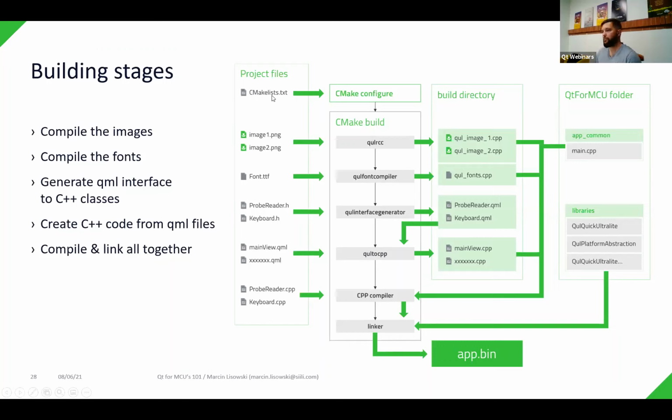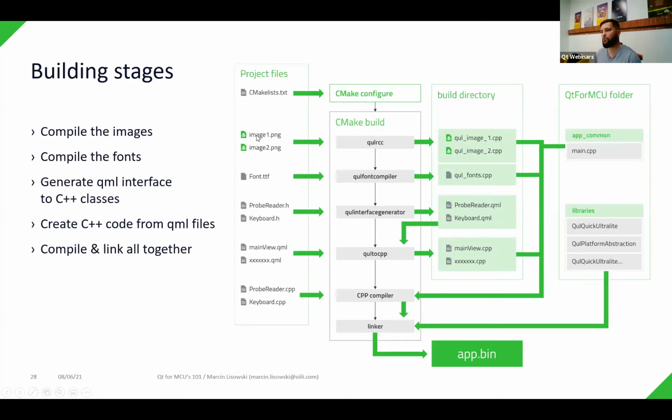The first thing is to define, of course, your project in the CMakeLists.txt file. This will tell Qt for MCUs how to process and which files to process at all. So this is the complete start, to have the CMakeLists.txt file, and depending on what's there, we are going through these steps. Let's focus on the left side, on the images.